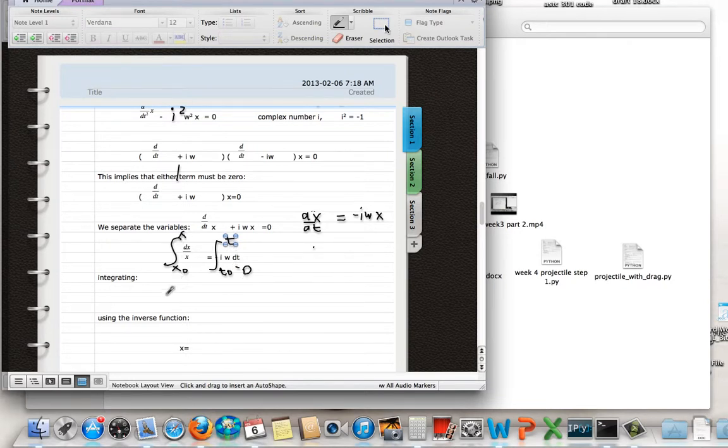Now, the integral of dx over x is just ln x, but then you substitute the upper and subtract the lower limit, but then you use the log property, which simply says this is going to be the log of x over x naught. On this side, the integral is simple. It's just minus i omega t.